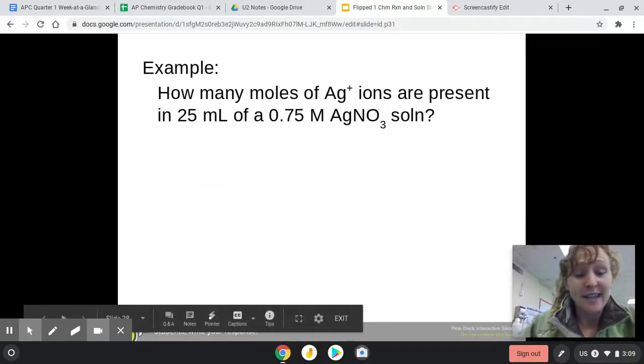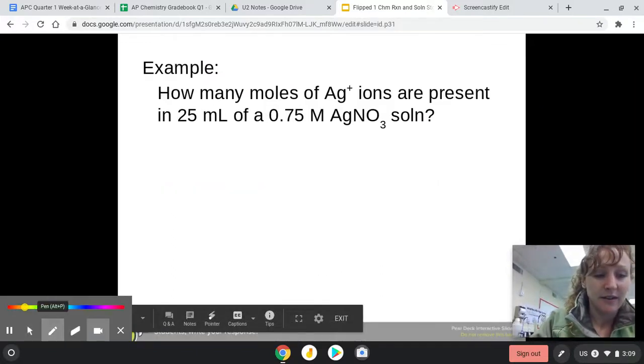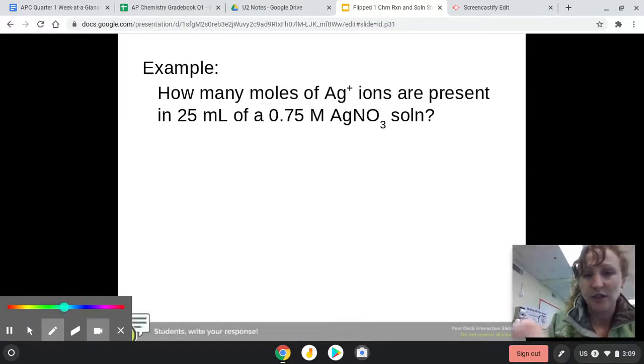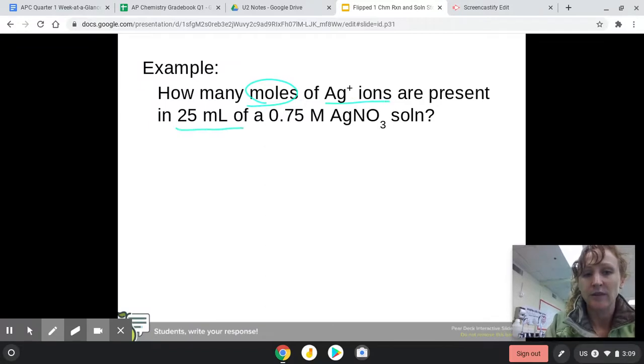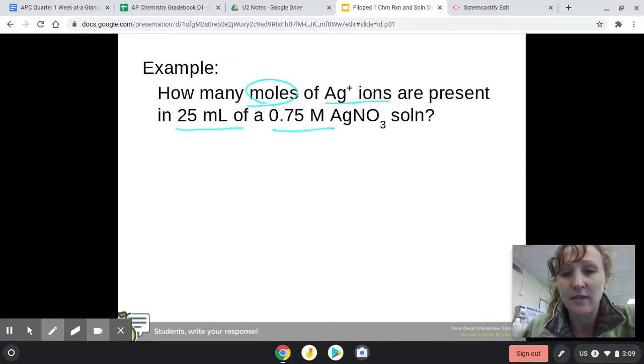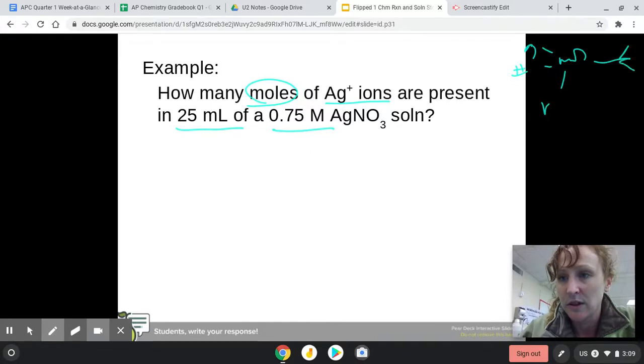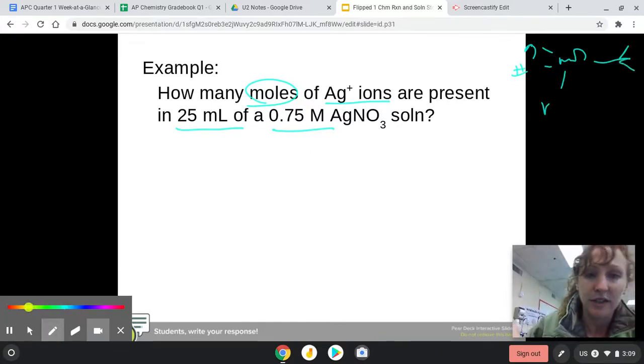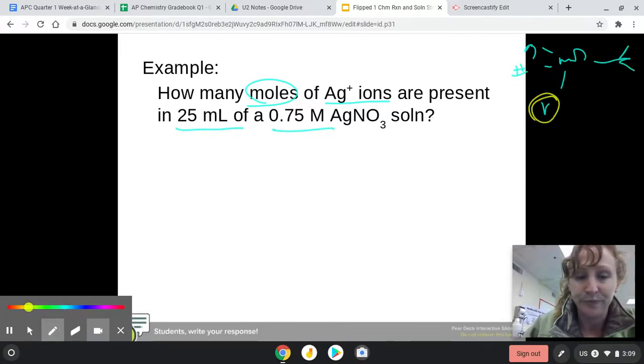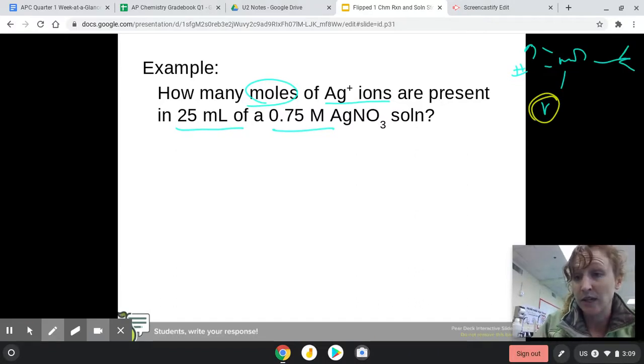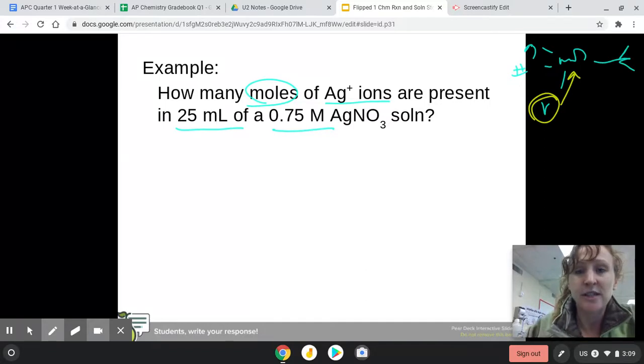Okay, for example, here's a good example question. How many moles of silver ions are present in 25 milliliters of 0.75 molar AgNO3? Okay, so if we look at where we are on the mole hole, they have given us volume and they want us to get moles. So we should be able to do this in one step.